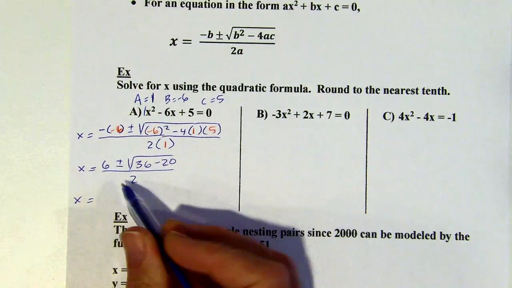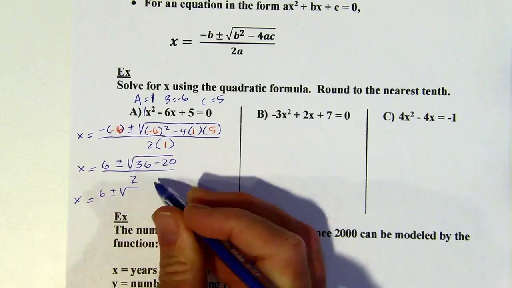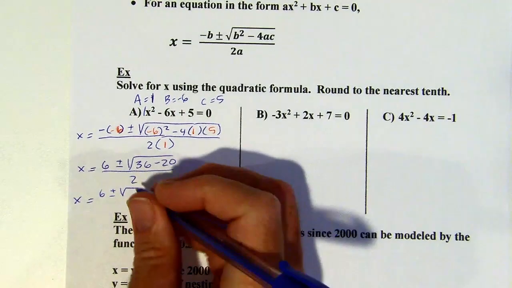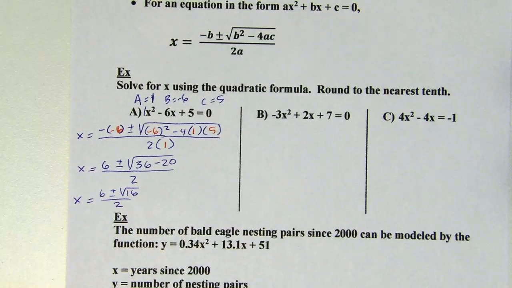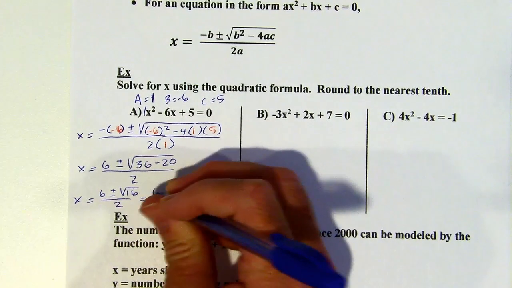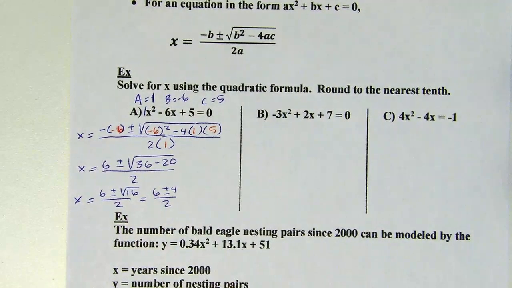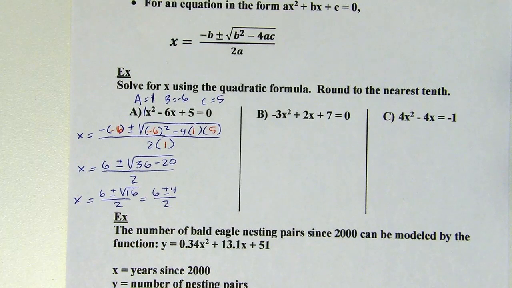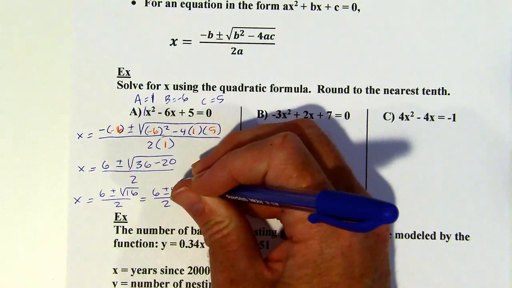Okay, so let's see, we've got 6 plus or minus the square root. 36 minus 20 would be 16, and that's all over 2. Okay, so I'm going to start working to the right here since I ran out of space. Now the square root of 16 is 4. So I've got 6 plus or minus 4 all over 2, okay? Now some people might leave their answer like that, but we can actually do better than that, because even though I got that plus or minus symbol, I can split this into two paths.